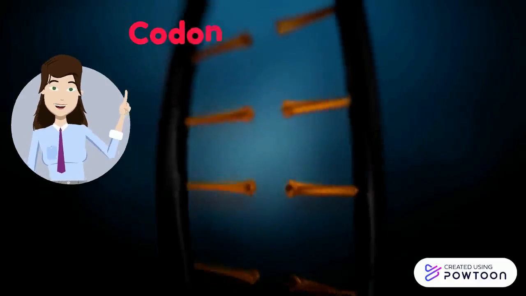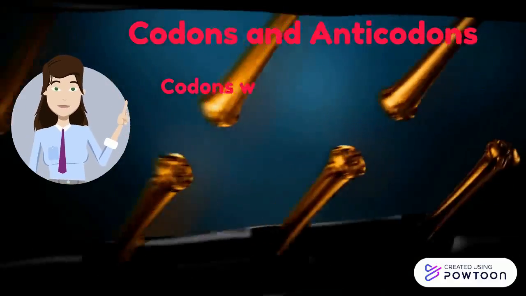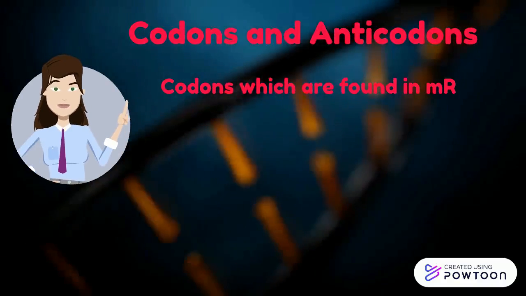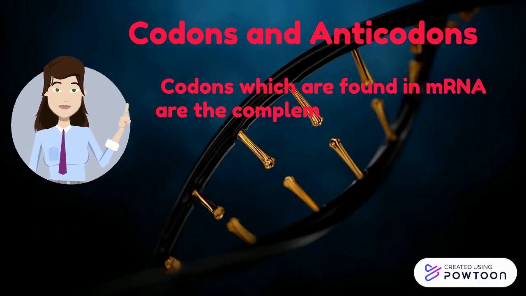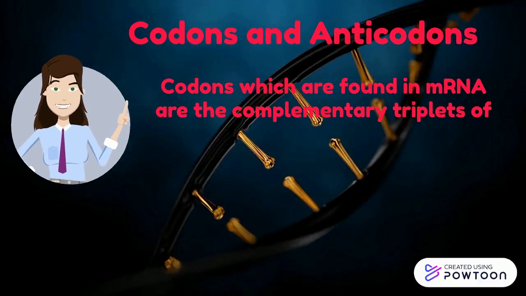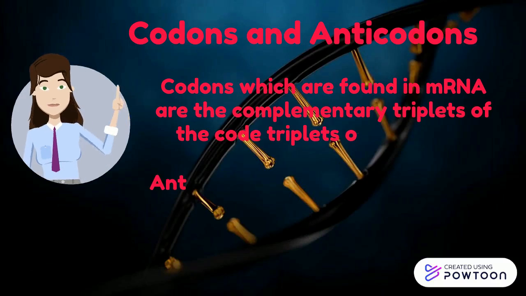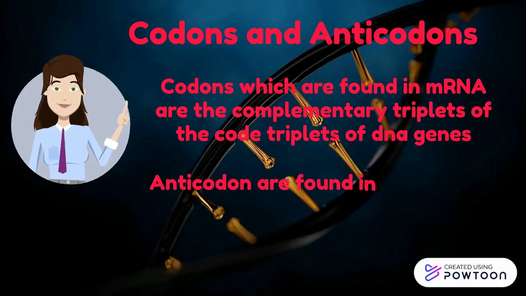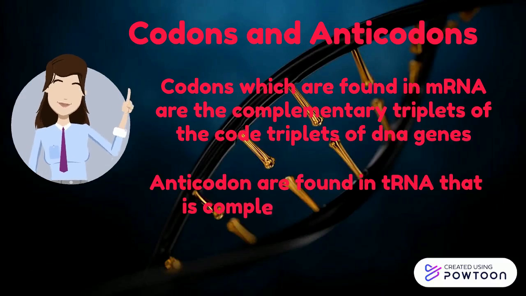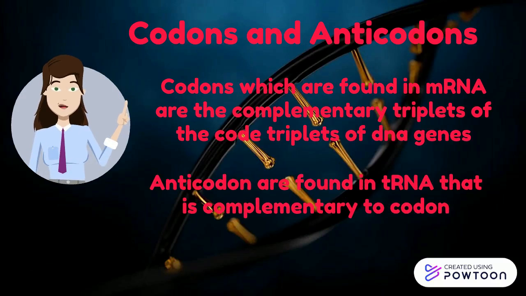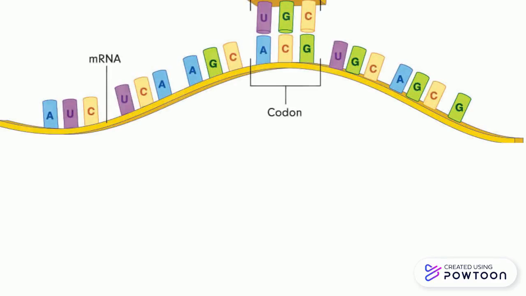And now let us move on to codons and anticodons. Codons, which are found in mRNA, are the complementary triplets of the code triplets of DNA genes, while anticodons are found in tRNA that is complementary to codon. These two terms are related to each other. Codon is a 3-nucleotide stretch of sequence which codes for proteins.